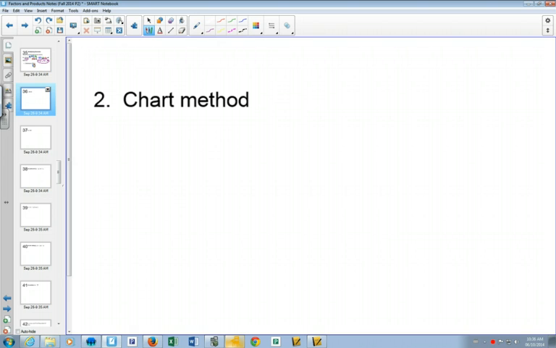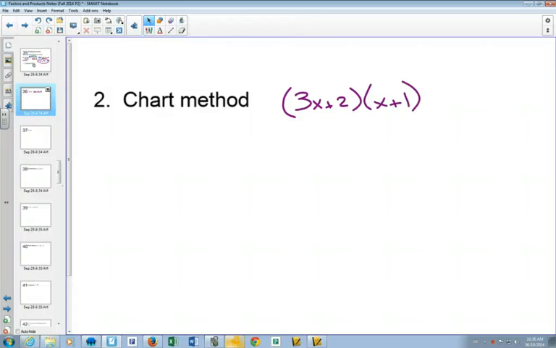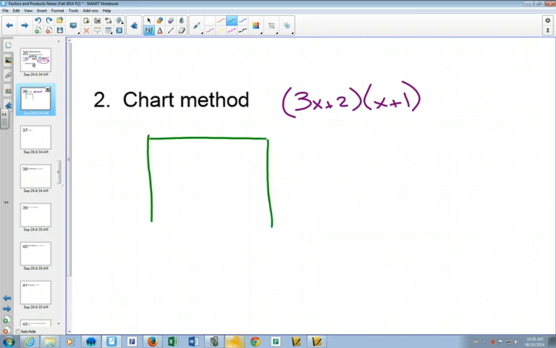This is the method that's sort of based on algebra tiles. It's called the chart method. We're going to do the same one, which was, what was it again? 3x plus 2 times x plus 1. So if you had 3x plus 2 and x plus 1, what the chart method is say, imagine you had an area. You had a rectangle. Okay? You have a rectangle, and the 3x plus 2 is your length, and the x plus 1 is your width.